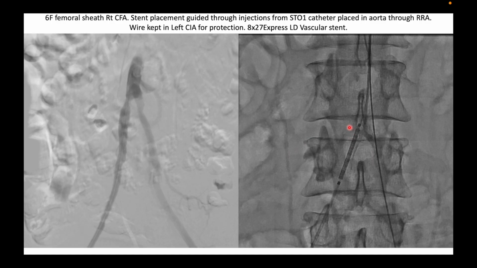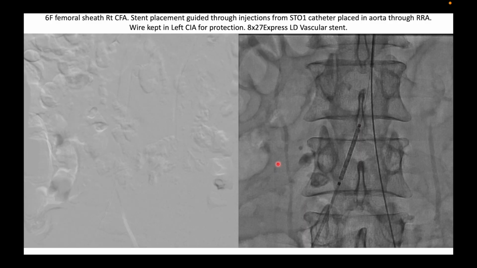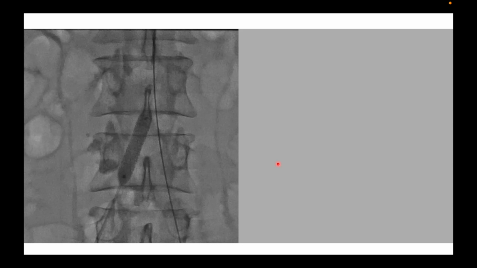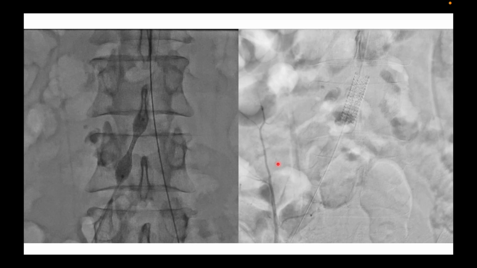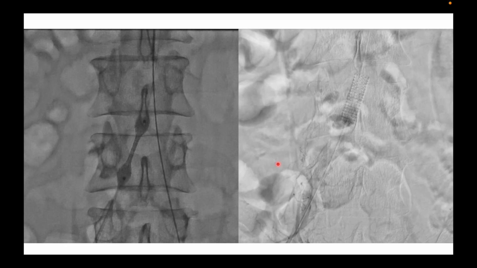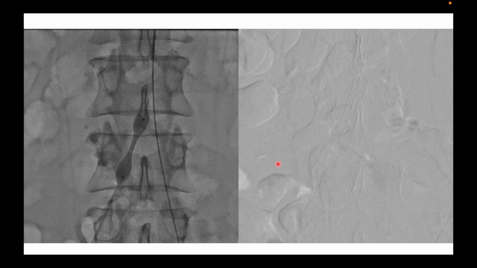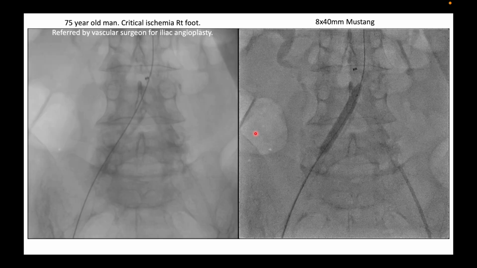So you can see here 8x27 Express LD vascular stent from Boston Scientific. This is in place. That's the stent opening up. So once the stent is opening up and the balloon is inflating, you must keep an eye on patient's pain. If the patient goes into pain and it is severe, you must stop inflating the balloon over there, because that means the artery is really being stretched, and what you don't want is a rupture of the artery. So pain is a good sign to see that you don't go high pressure after that. So that's an excellent result with the stent.